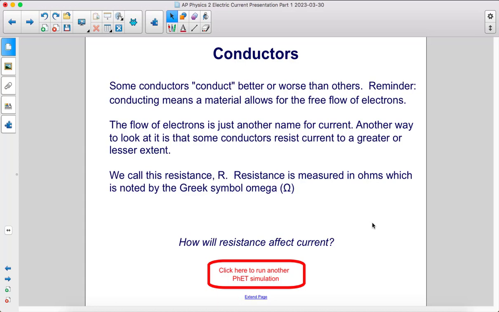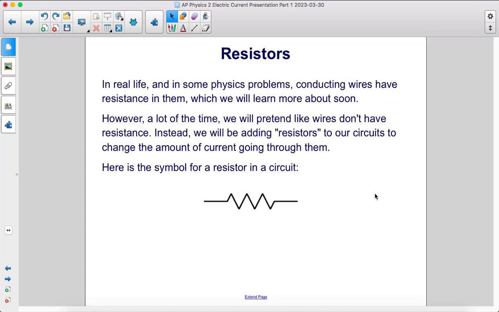How will resistance affect current? In real life and in some physics problems, conducting wires have resistance in them, which we will learn more about soon. However, a lot of the time, we will pretend like wires don't have resistance. Instead, we will be adding resistors to our circuits to change the amount of current going through them. Here is the symbol for a resistor in a circuit.